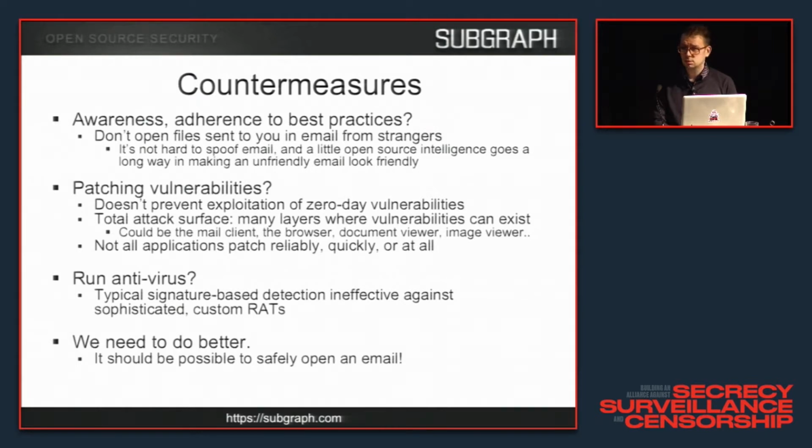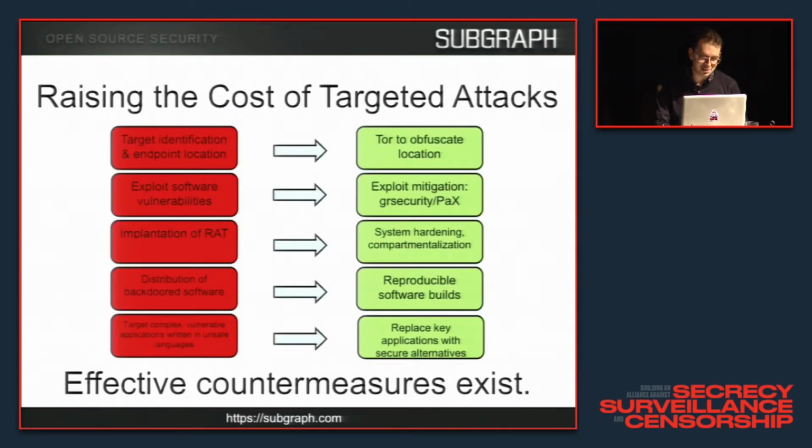We need to do better than this as security technologists. This is a very sad slide, actually. Do you have a solution? Yes. Give it to us now. Kind of, yes. Finally, we get a solution.